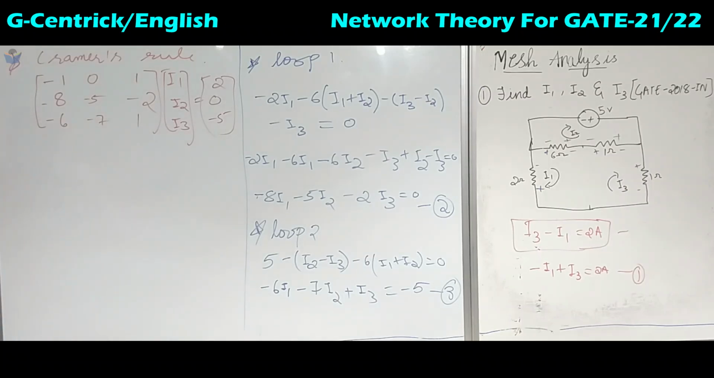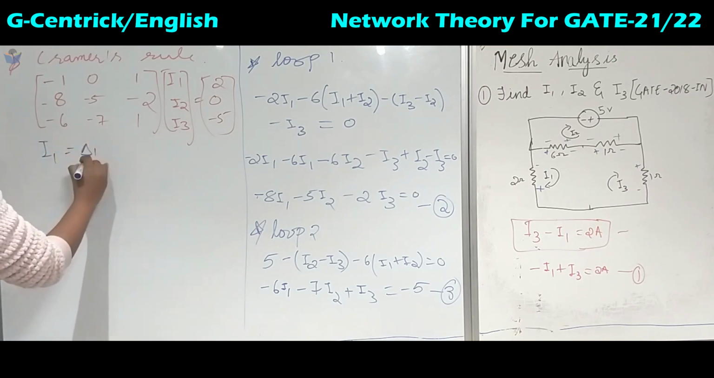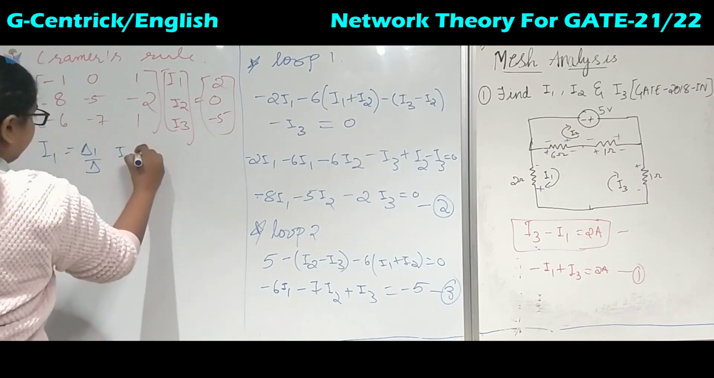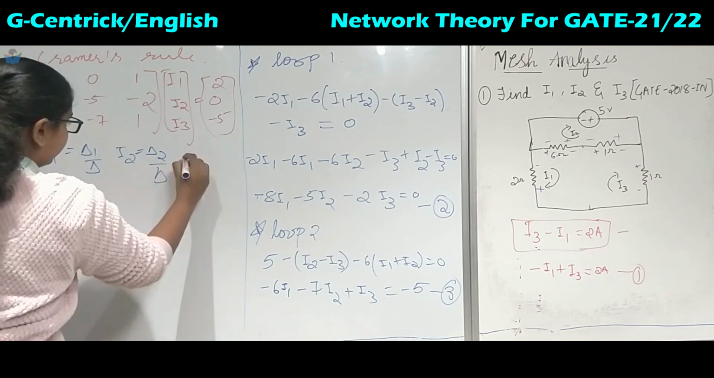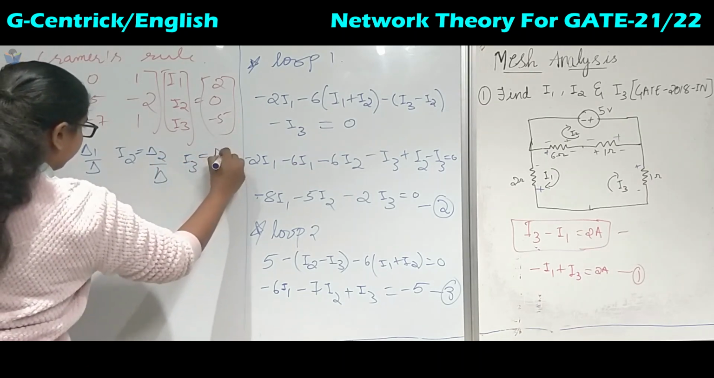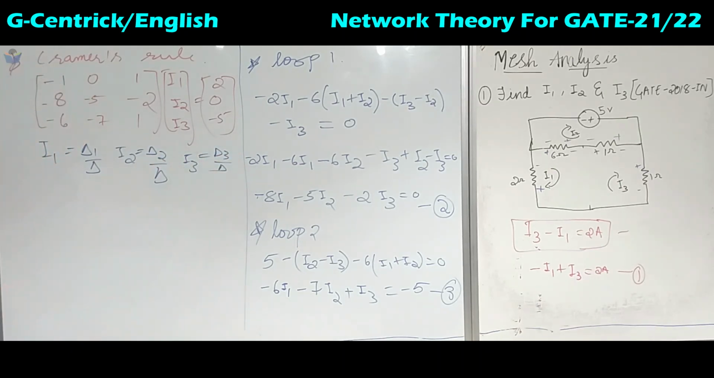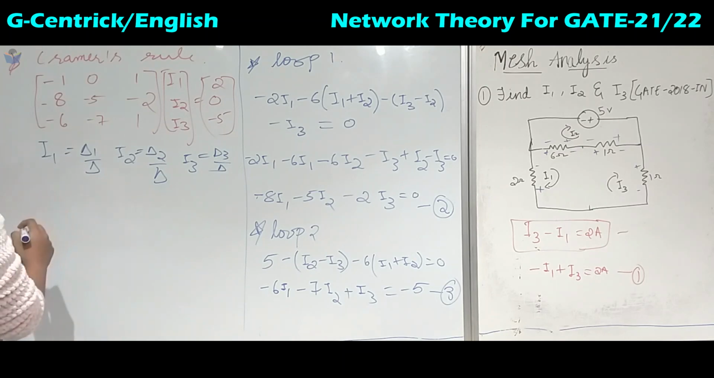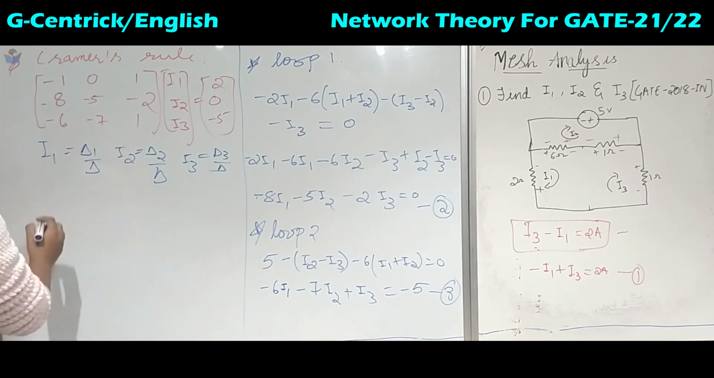Now to find the I1, it is nothing but del 1 upon del, then for I2 it is del 2 upon del, I3 is del 3 upon del. So del is nothing but the determinant of this matrix. Okay, so for this one you can either find by the old method, or just by the normal way of finding the determinant. So I will use the normal way of finding.